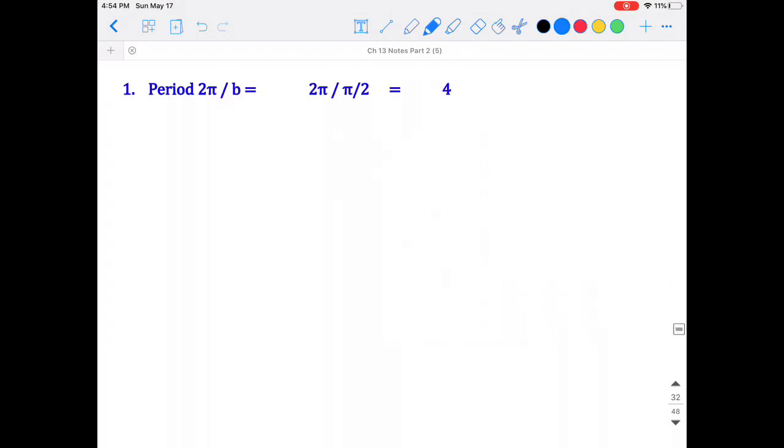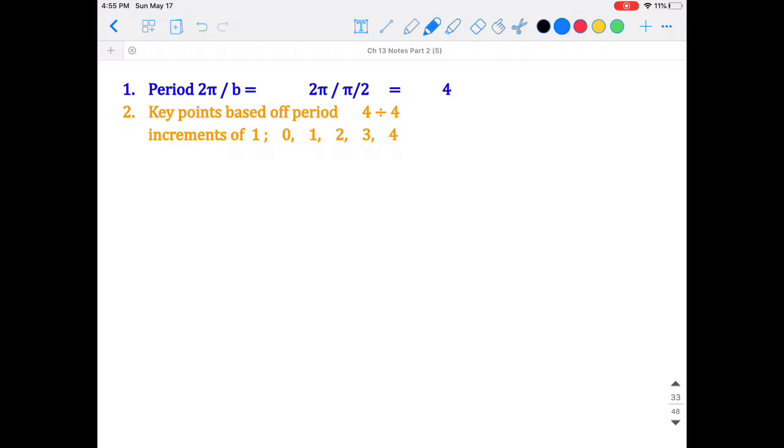First, always determine the period, which is 2 pi over b, is 2 pi over pi over 2, which gives us 4. We multiply 2 pi by 2 over pi, which gives us 4. Second step, to figure out our key points based off the period, we do 4 divided by 4, which means our x-axis is increasing in increments of 1. So our key points are 0, 1, 2, 3, and 4.